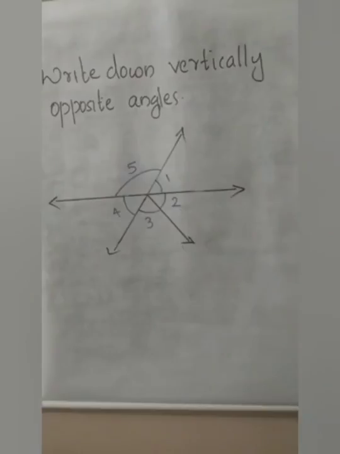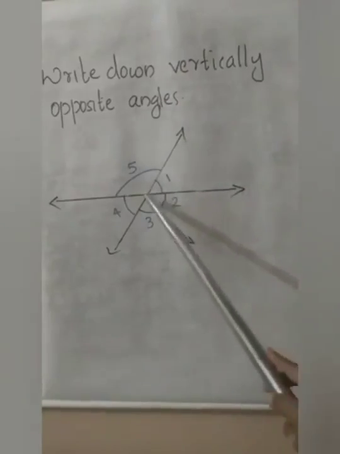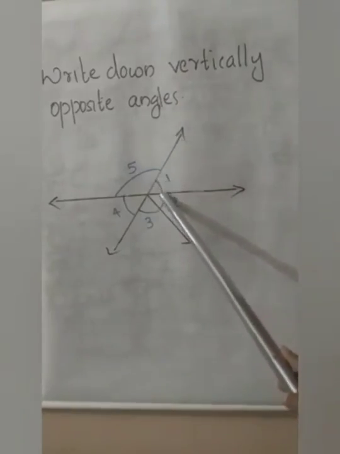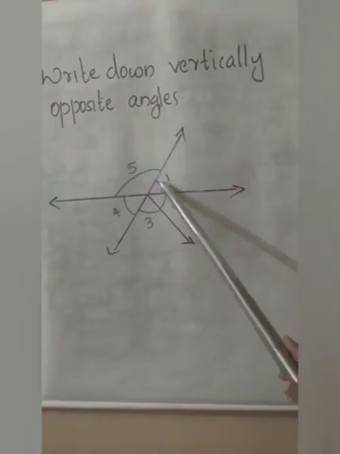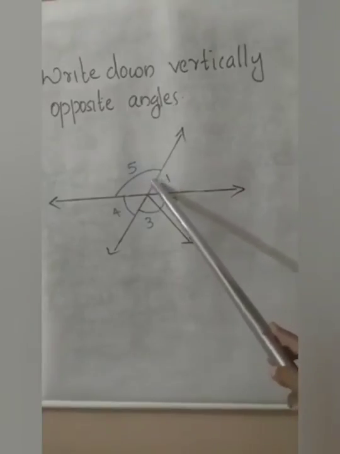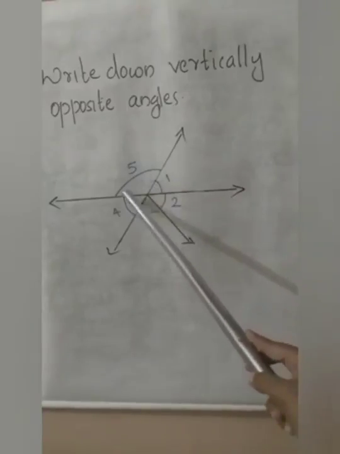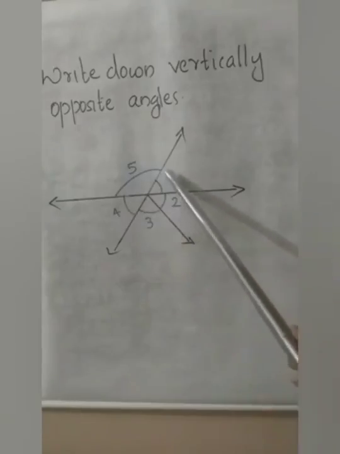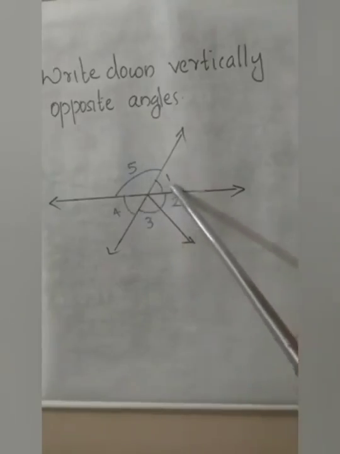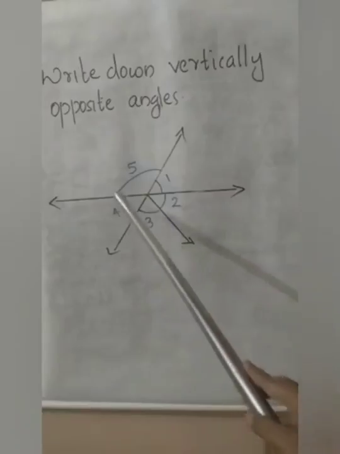So what are the vertically opposite angles? First take angle 1. This is angle 1, isn't it? What is the vertically opposite angle? What is the vertex opposite to this angle 1? This, isn't it? The vertically opposite angle of angle 1 is angle 4.